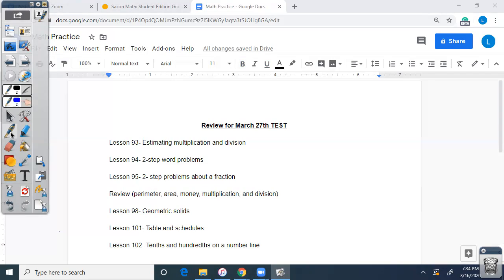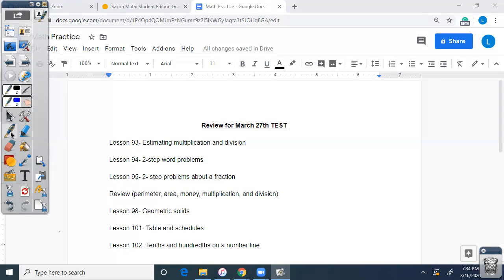Lesson 101, that was when we read a table and a schedule. One girl, we tried to figure out how much time she spent at school because her school started at 8 o'clock. It got over at 2:45 and she was in lunch for 45 minutes, right? So we just had to read that table. We also had one that had all the continents. It told us how many countries were in each continent and the area and the population. We just had to know how to read that table. So if you don't remember how to do that, go back to lesson 101, you could watch that video again to prepare you for the test.